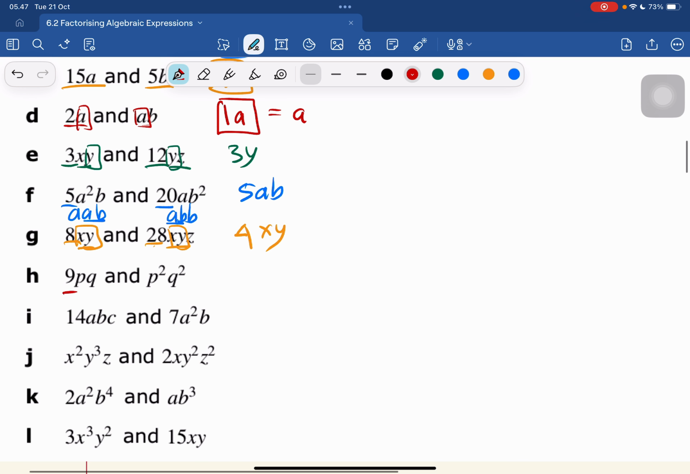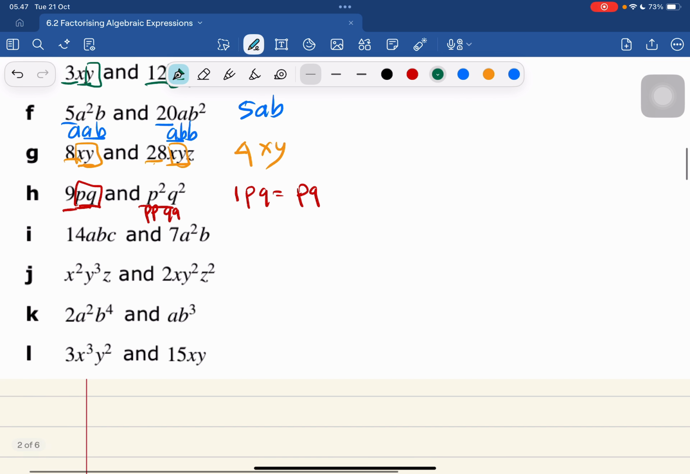We've got 9 and 1, so the highest common factor is 1. We've got pq also squared, so this is pp and then qq. So the highest common factor is pq. Next, starting with the numbers first, 14 and 7. So 7, and then a squared b c and ab, so this is ab. Next, 1 and 2.